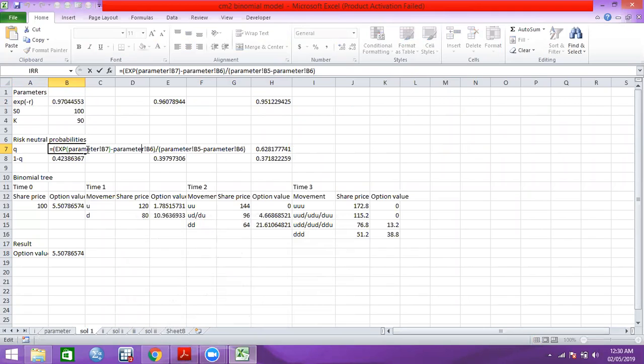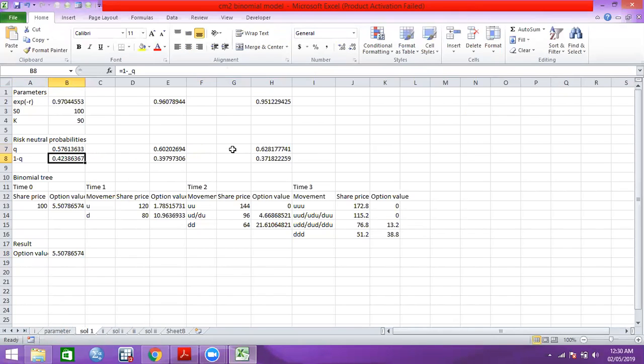So it is e to the power r1, and the value of r1 will come from this parameter sheet at B7. The D will come from the parameter sheet B6 again, and that divided by U minus D. So the value of Q1, Q2, Q3 are these.